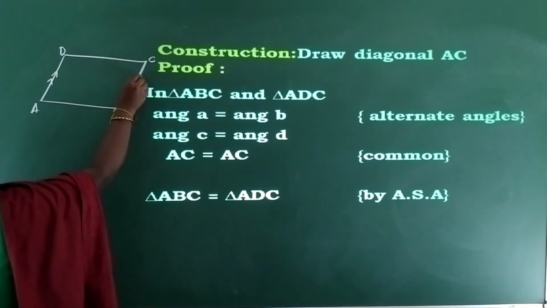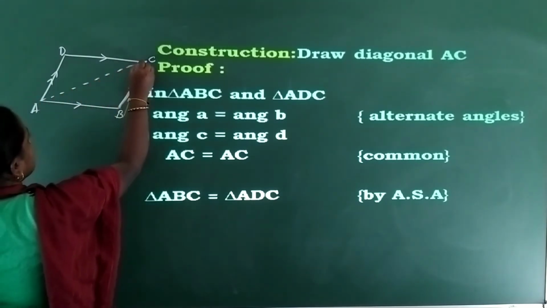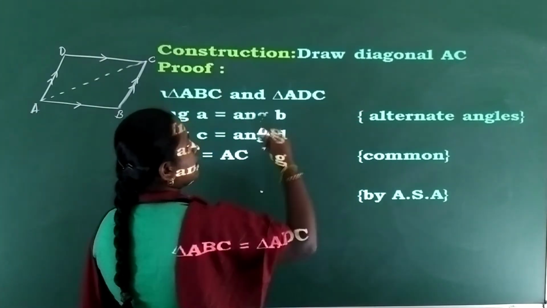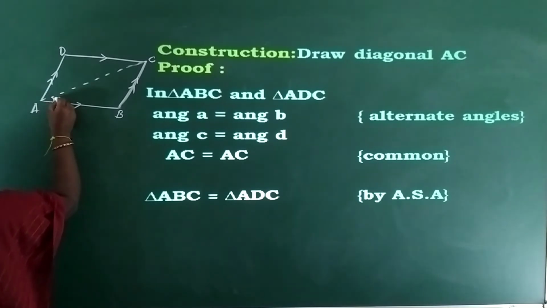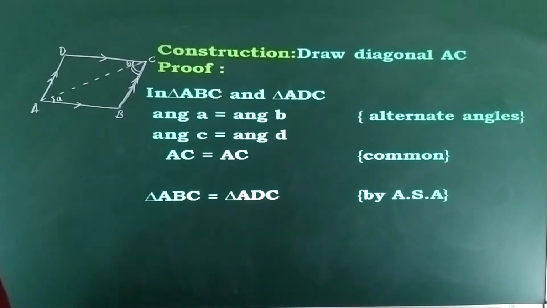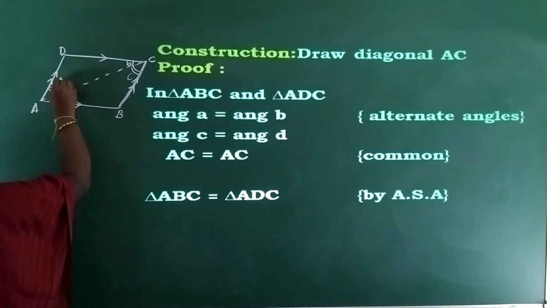Opposite sides are equal. Opposite angles are equal. Correct? Now what we have to do? Draw this imaginary line. As I told, construction is nothing but draw diagonal AC. We have drawn the diagonal AC and we have to prove. What we have to prove? We want angle A is equal to angle B, then angle C is equal to angle D.